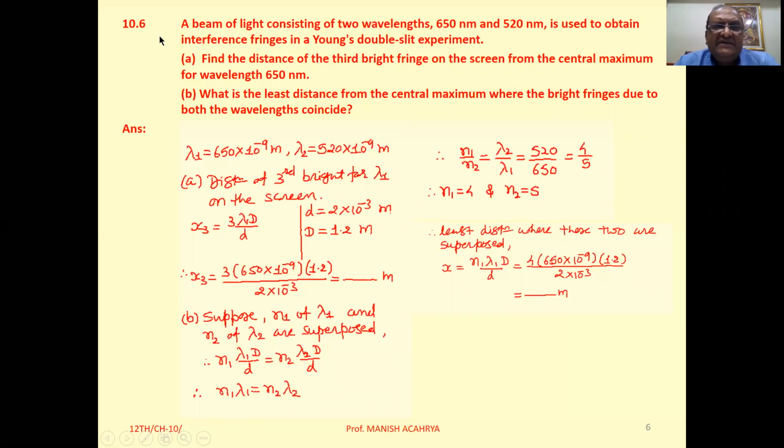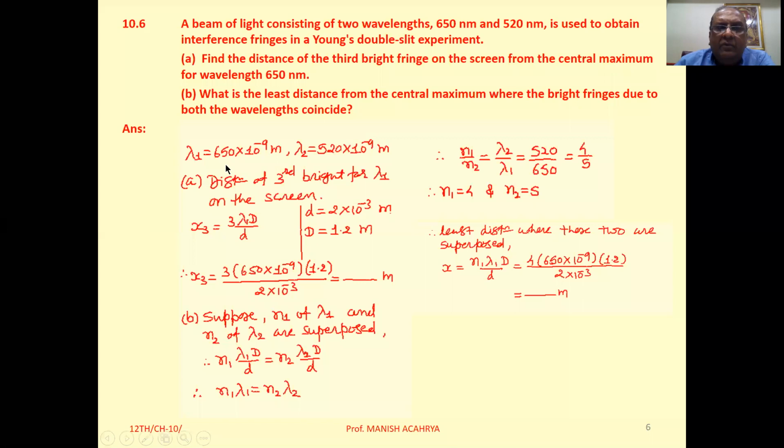Next, 10.6. A beam of light consisting of two wavelengths 650 nanometer and 520 nanometer is used to obtain interference fringes in a Young's double slit experiment. A. Find the distance of the third bright fringe on the screen from the central maximum for wavelength 650 nanometer. B. What is the least distance from the central maximum where the bright fringes due to both the wavelength coincide?